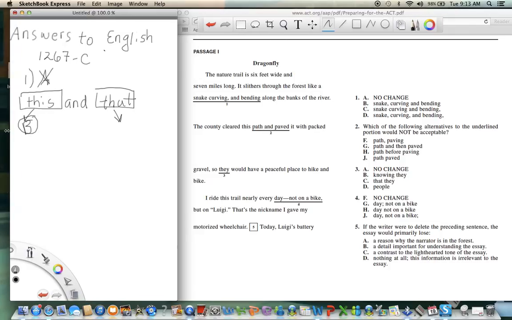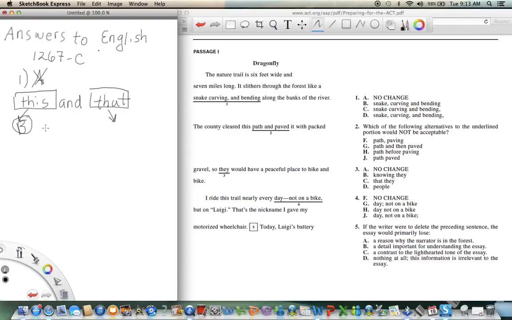Question number 2. Okay. The county cleared this path and paved it with packed gravel. Which of the following alternatives would not be acceptable? So if you take a moment and read those, the best choice here is J. J would not be acceptable. Everything else flows in the sentence, but J is grammatically incorrect. If we try to read with choice J, we're going to get the county cleared this path, paved it with packed gravel. We do need some sort of conjunction there between path and paved. So for number 2, you should have J.